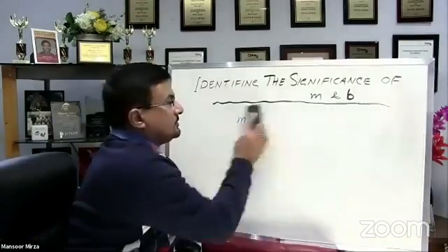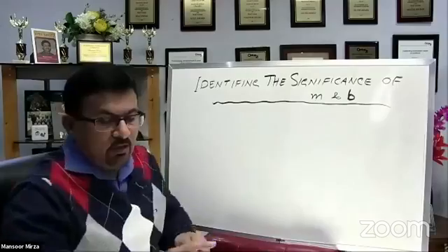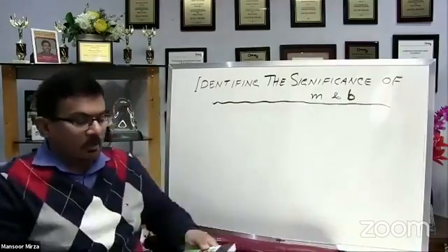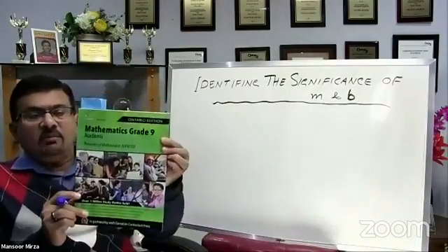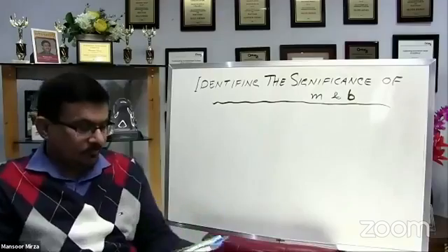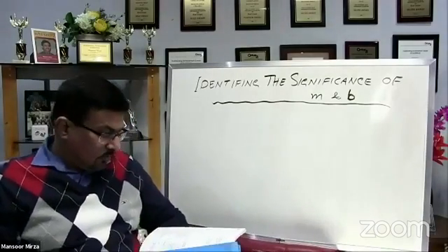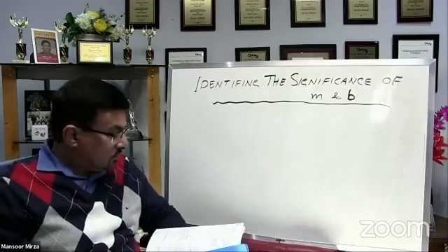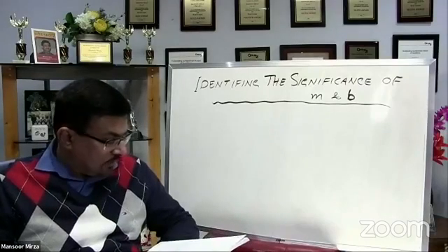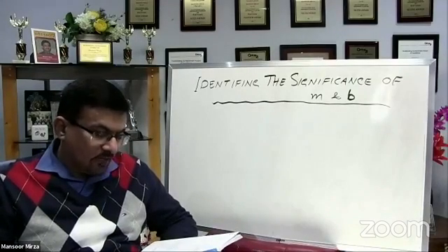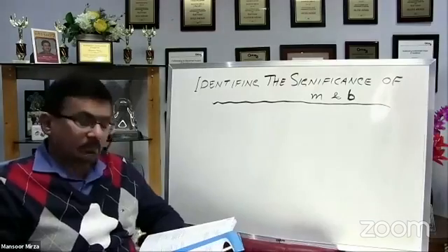So let me give you an example from this book. Remember, I always use this Mathematics Grade 9 book. If somebody likes to follow, feel free to follow this book with me. Today, I am discussing this topic, which is called identifying the significance of m and b.